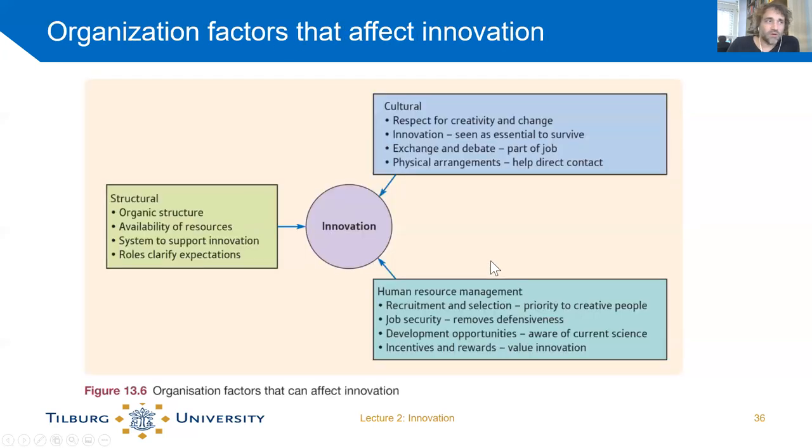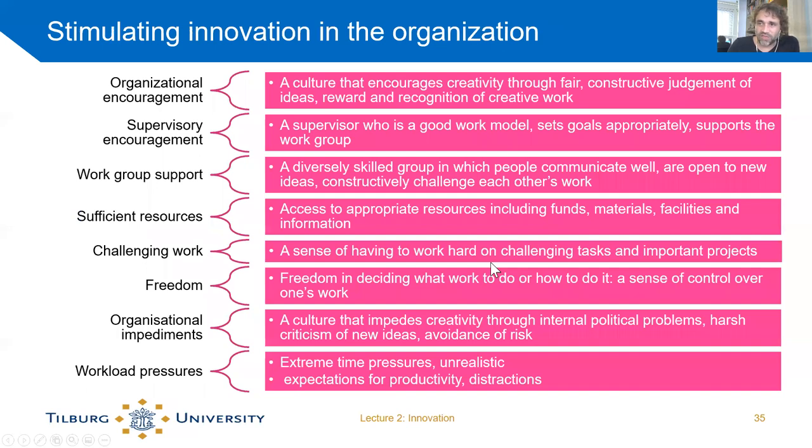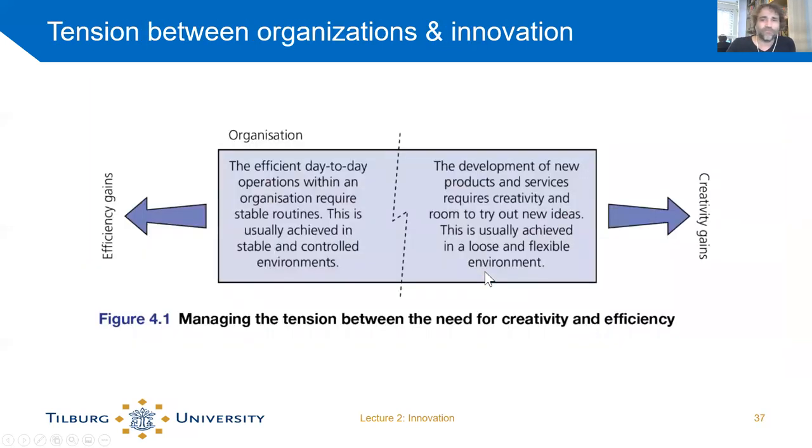So these are all examples of the way that an organization needs to adapt or accommodate innovations. In general, there is always a tension between the organization and innovation and creativity. Because as an organization you are most efficient when your day-to-day operations are most stable. When you have a certain way of doing business, you can optimize that, and usually that is best accomplished in a very controlled environment. So this is what we do as an organization. These are our customers. This is the process we have. Clear. But innovation requires something else.